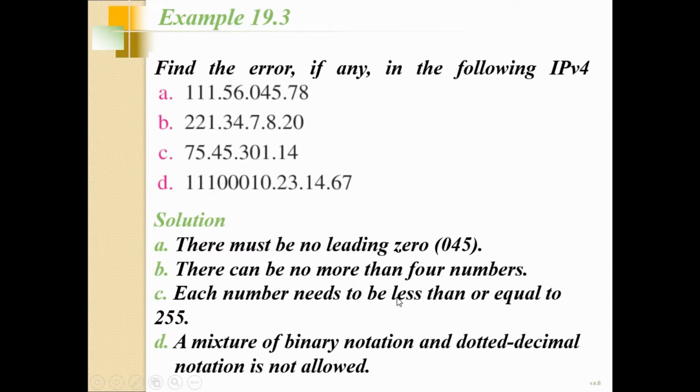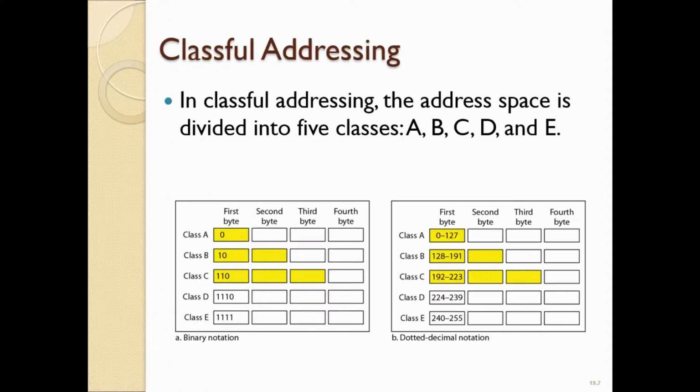So now we move on to the next slide. Here we have classful addressing. In IPv4 format, we come across two types of addressing, classful addressing and classless addressing. In classful addressing, the address space is divided into 5 classes: class A, B, C, D, and E.